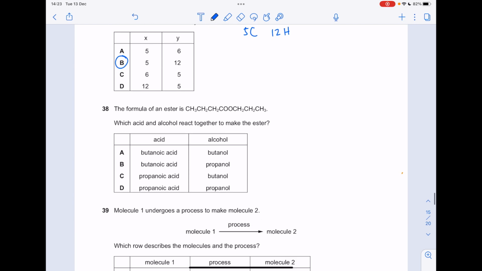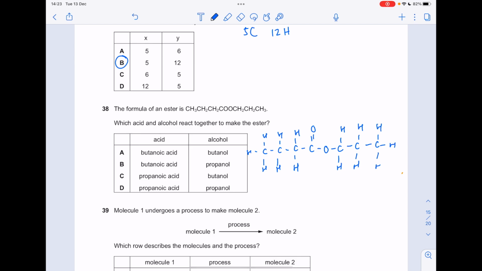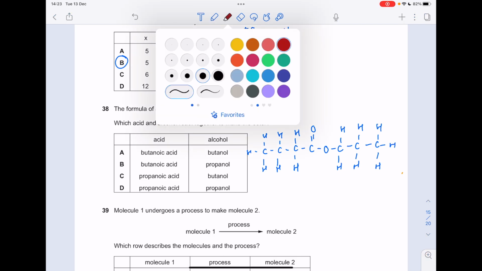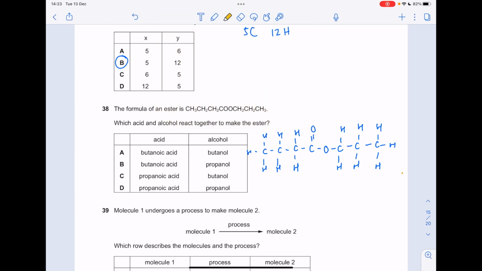The formula of an ester is this. Which acid and alcohol react together to make the ester? The easiest way of doing this is actually drawing out that ester. So I would spend the time doing this. Draw it carefully. There it is. And then just have a look.